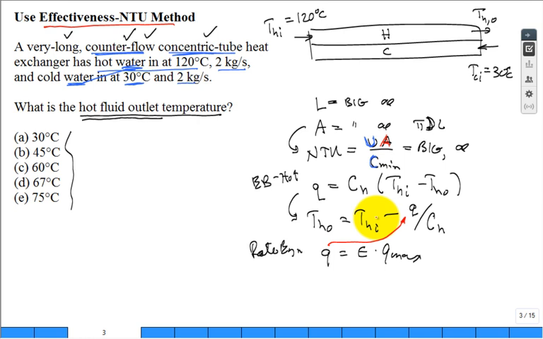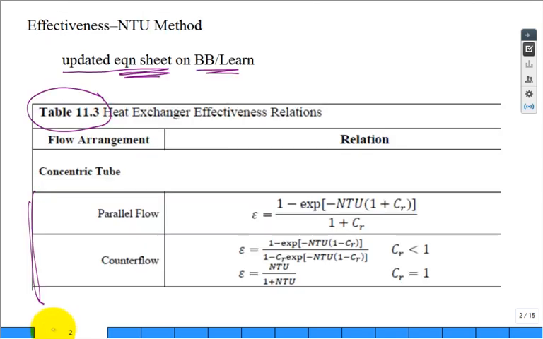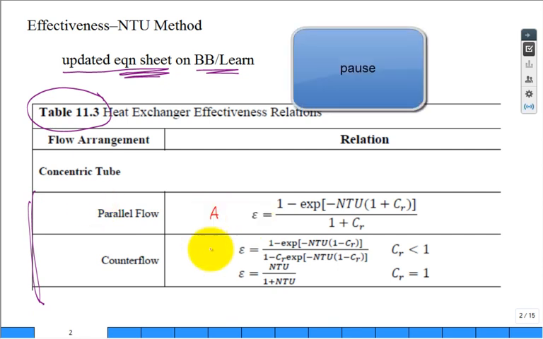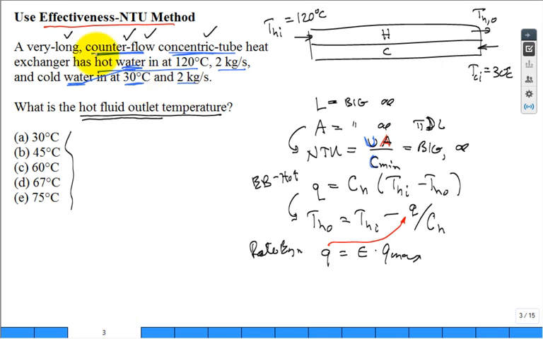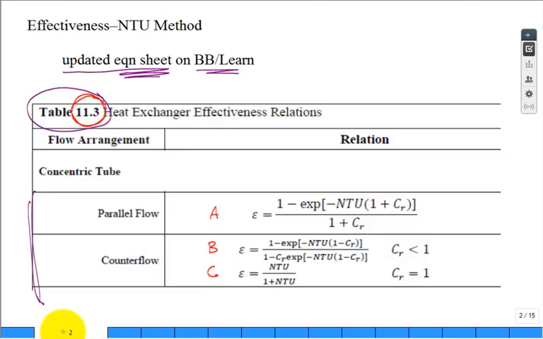Well, the effectiveness comes from the relationship for the type of heat exchanger. So I'm going to say that one of these three equations, equation A, B, or C, out of Table 11.3 is the equation that we need for this problem. So hopefully you made some good notes. What kind of problem is it? Right? And now I'm going to say either equation A, B, or C.